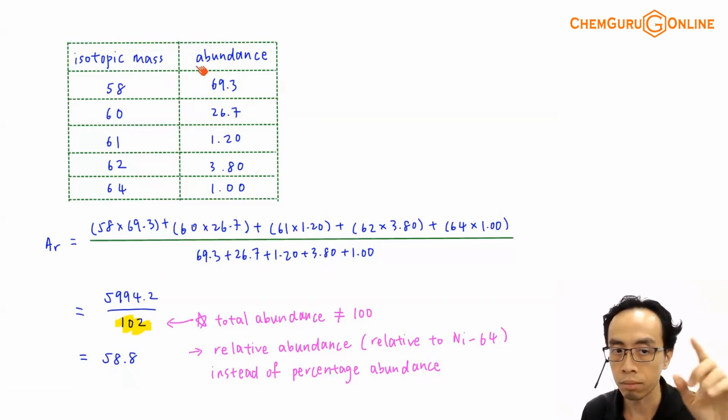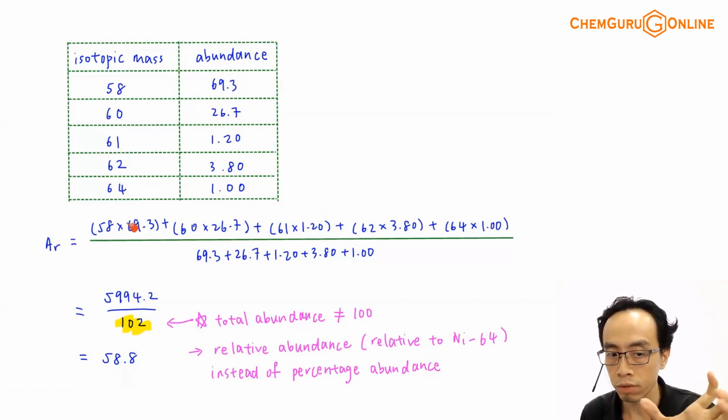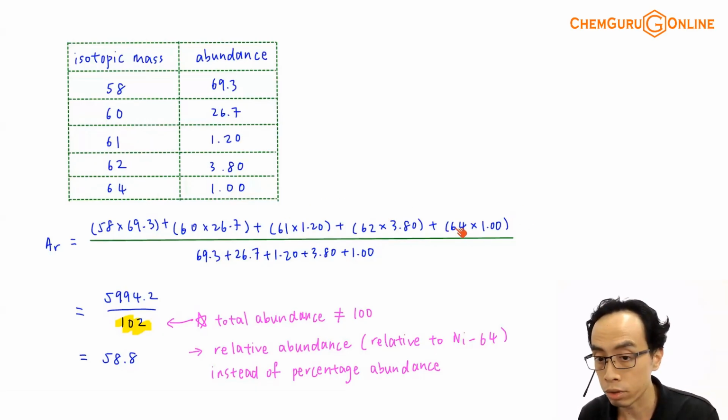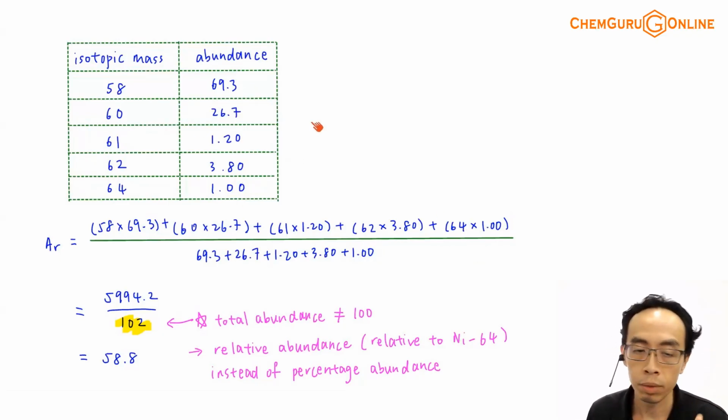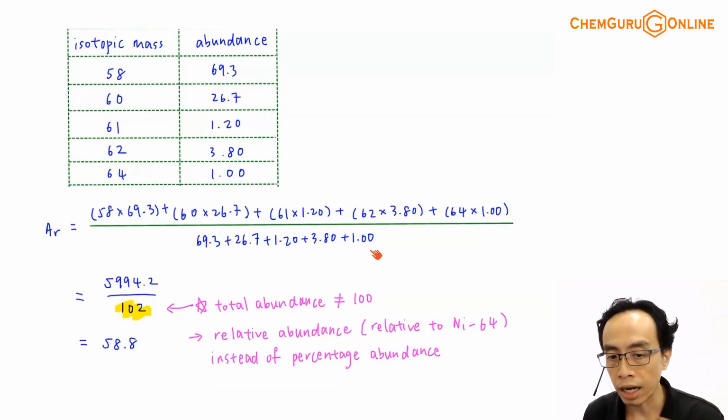So it's just going to be 58 multiplied by 69.3, which is the first set. And then plus 60 multiplied by 26.7, which is the second set, plus 61 multiplied by 1.2, plus 62 multiplied by 3.8, plus 64 multiplied by 1.00, then the whole thing divided by the total abundance. Now you have to be careful in this case, because if you add up the total abundance, it is not equal to 100.